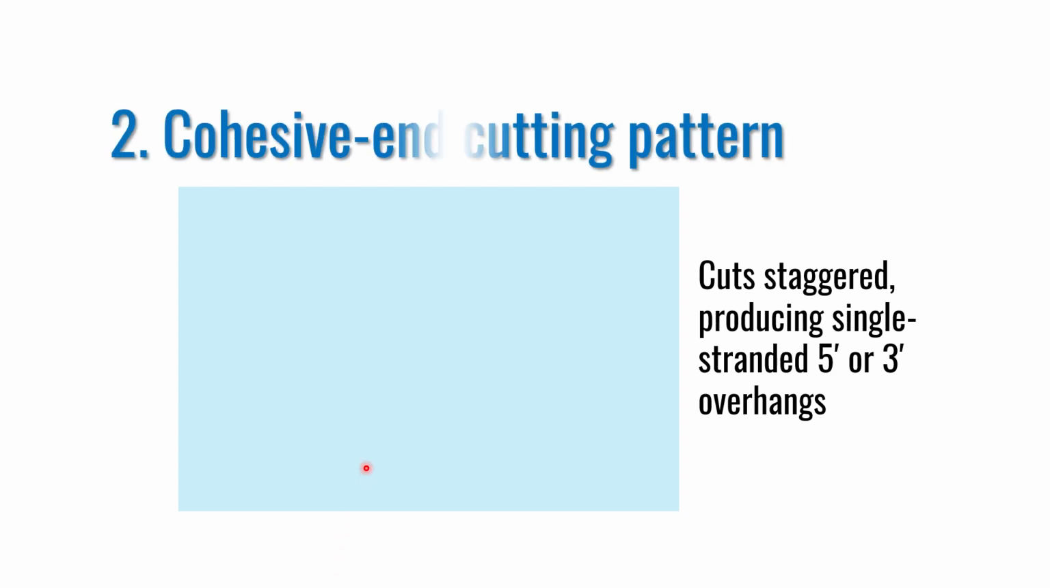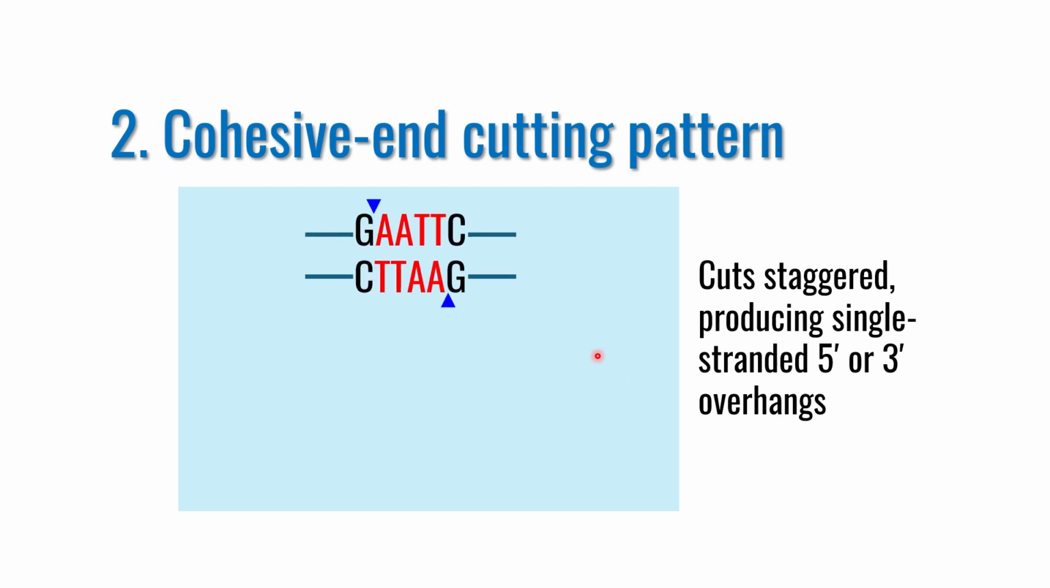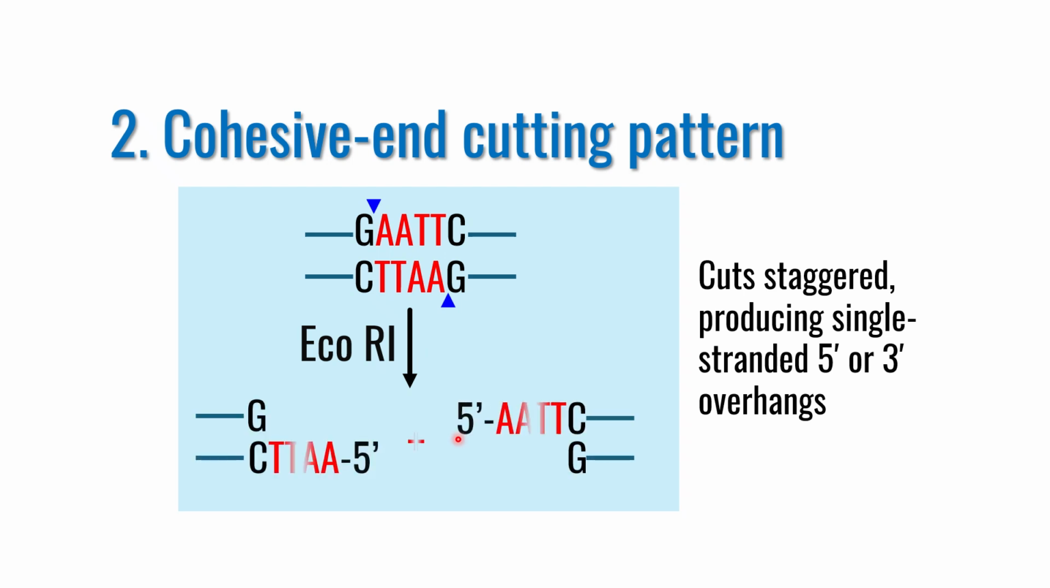So let us discuss cohesive end cutting pattern. This is generated by enzymes that cut staggered, producing single-stranded 5' or 3' overhang. This is an example of EcoR1 which cuts this site at the point shown by the arrowhead, and this produces a 5' overhang. These overhangs are complementary to each other, therefore this is known as cohesive or sticky end cutting pattern or staggered end cutting pattern.